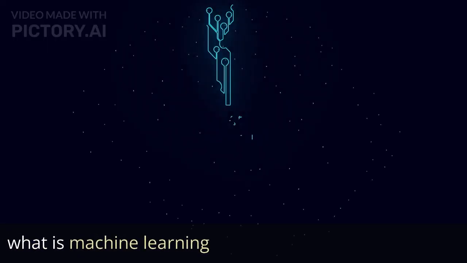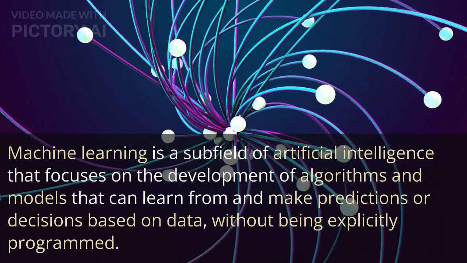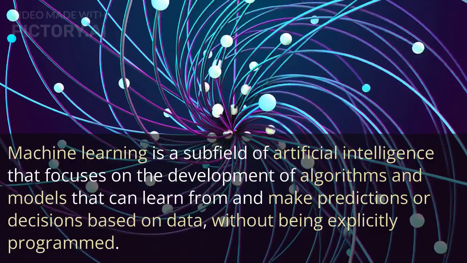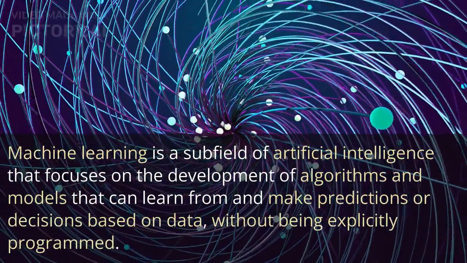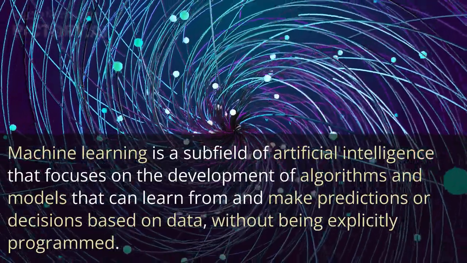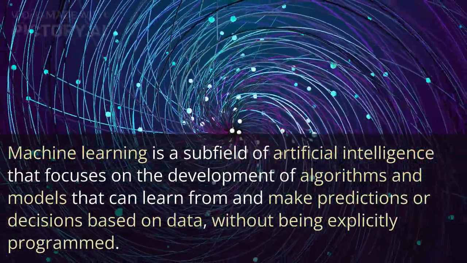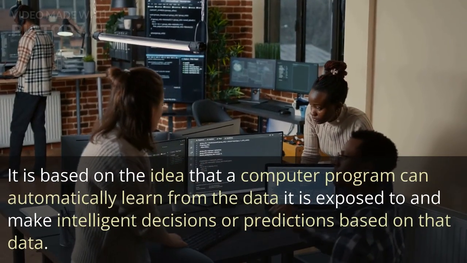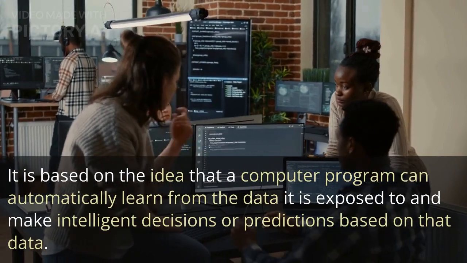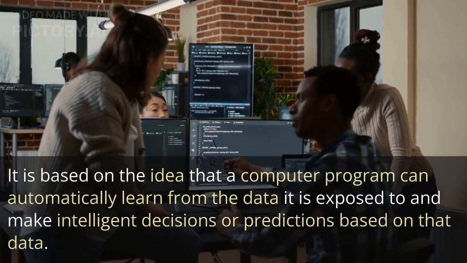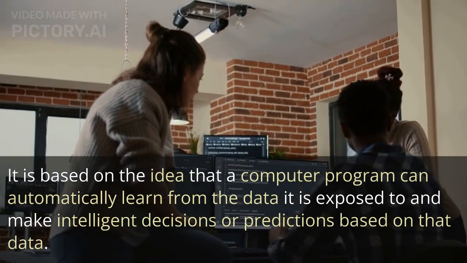What is machine learning? Machine learning is a subfield of artificial intelligence that focuses on the development of algorithms and models that can learn from and make predictions or decisions based on data, without being explicitly programmed. It is based on the idea that a computer program can automatically learn from the data it is exposed to and make intelligent decisions or predictions based on that data.